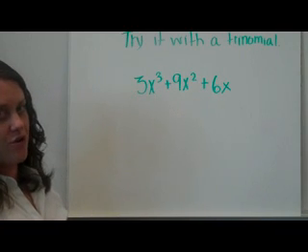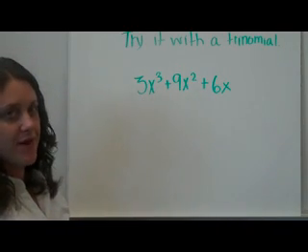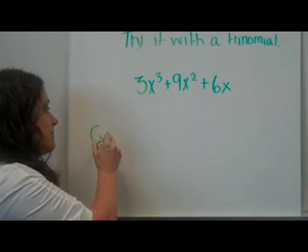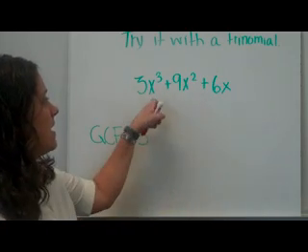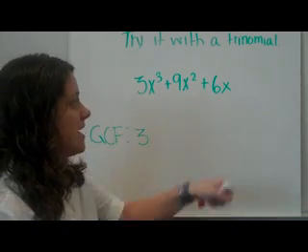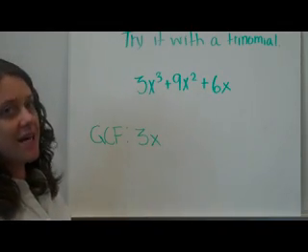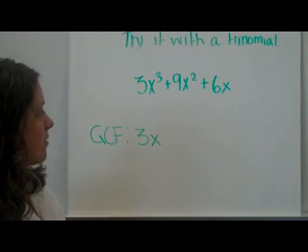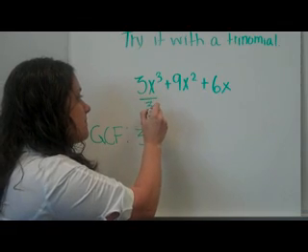Let's try this with a trinomial. So look and see if you think that 3, 9, and 6 have a factor, and hopefully you realize that 3 is their greatest common factor. And then x to the third, x squared, and x. What's the greatest common factor? We can only take out an x because there's not an x squared in all three of them. So I can take out a 3x. So now I'm going to divide each term by 3x.